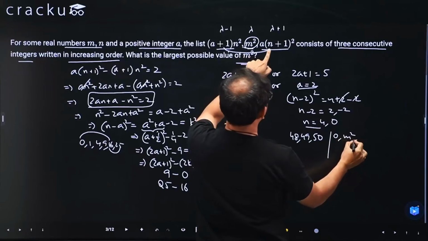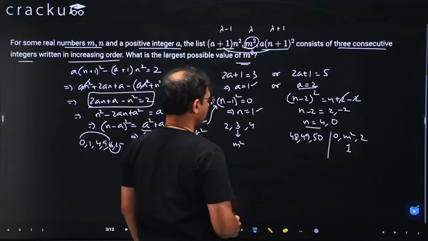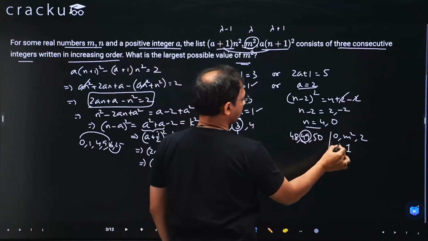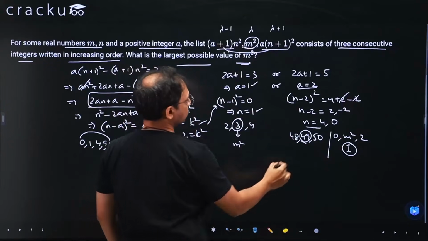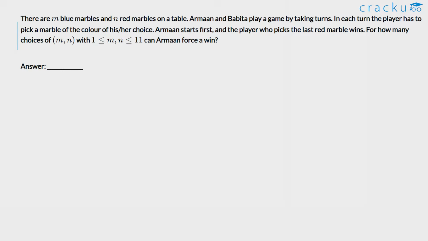If I put n is equal to 0, this will be 0. This will be m square. This will be 1 into 2, 2. So here m square will be 1. The different values of m square are 3, 49 and 1. He's asking the largest possible value, so we'll go with 49. That is the answer.